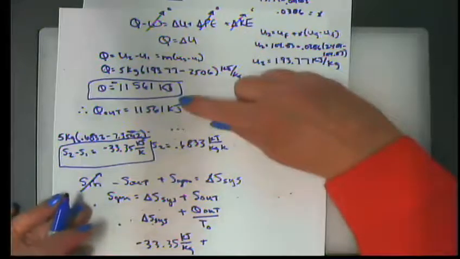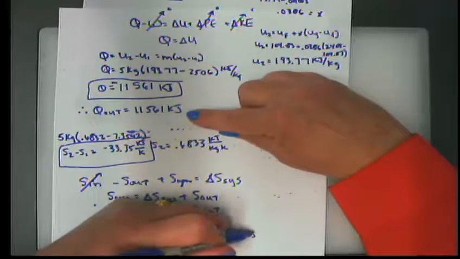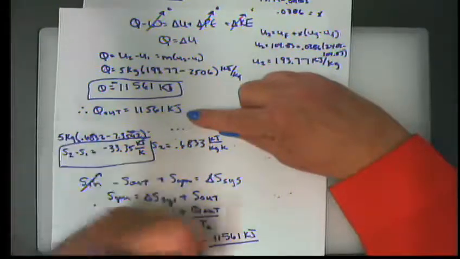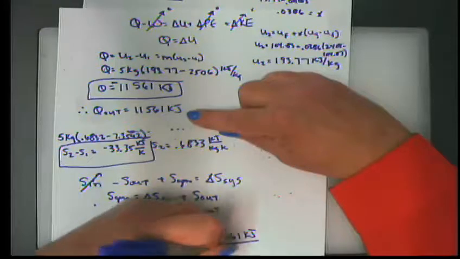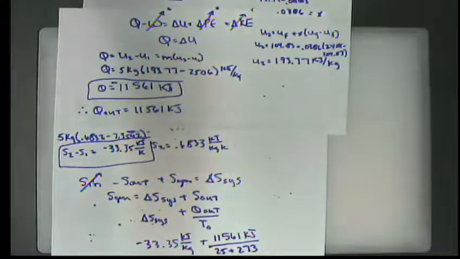My Q out is 11,561 kilojoules over my temperature. I'm told that the ambient temperature is 25 degrees centigrade. I need to convert it into kelvins, so I add 273. And let's see what happens. Let's find out this quantity first of all. If I take 25 and add 273, I get that my temperature in Kelvin is 293. And if I take the reciprocal of that and multiply it by 11561, I get 38.79.